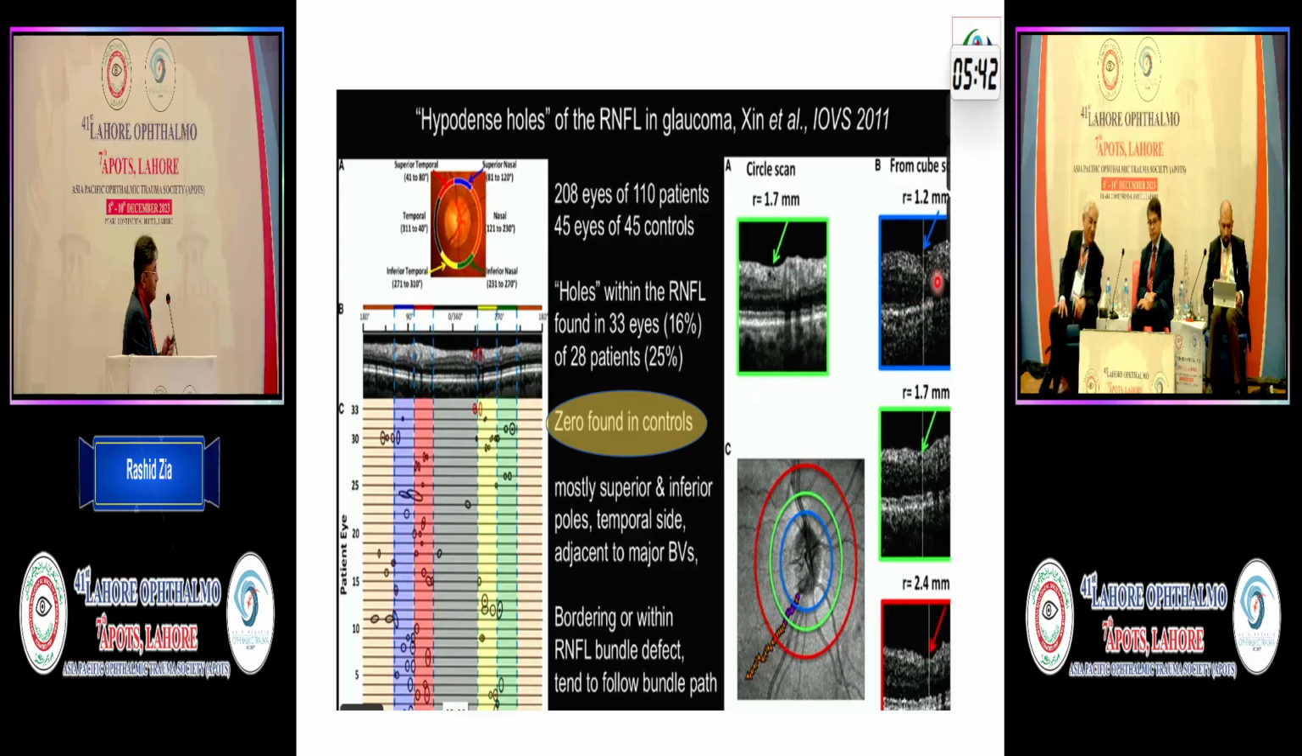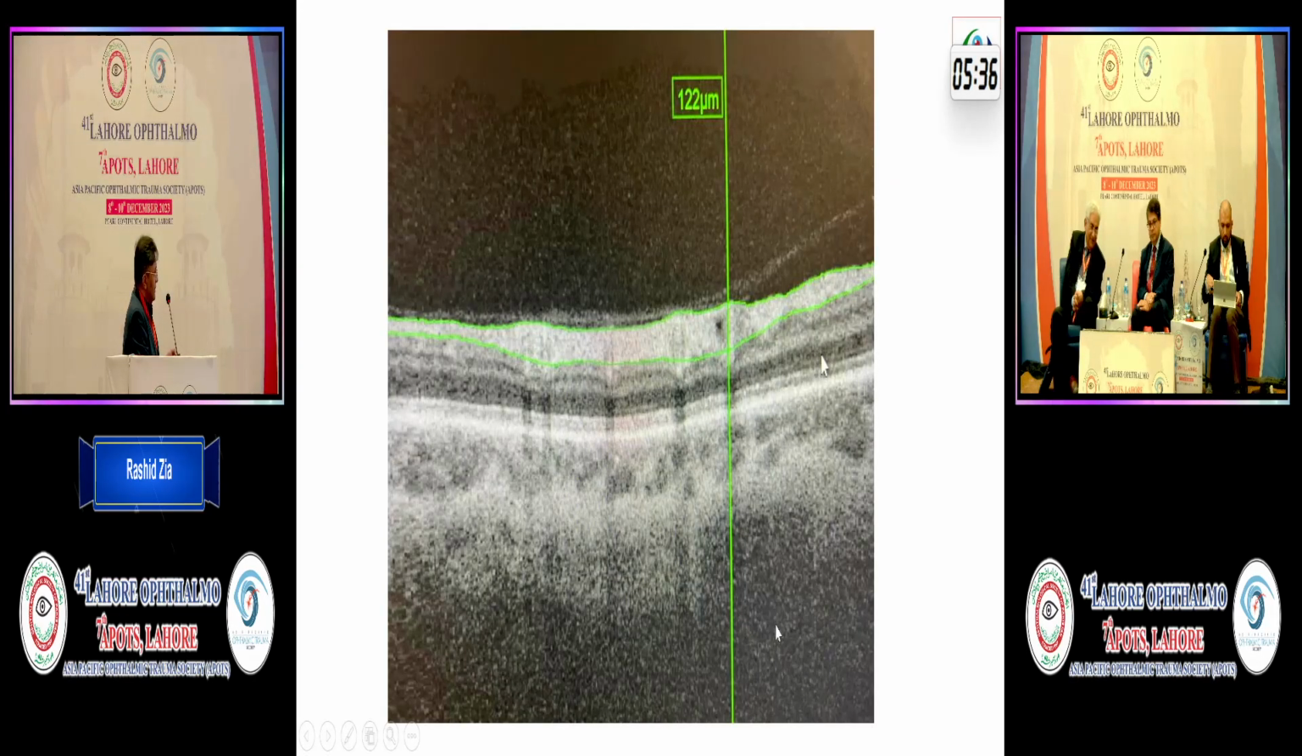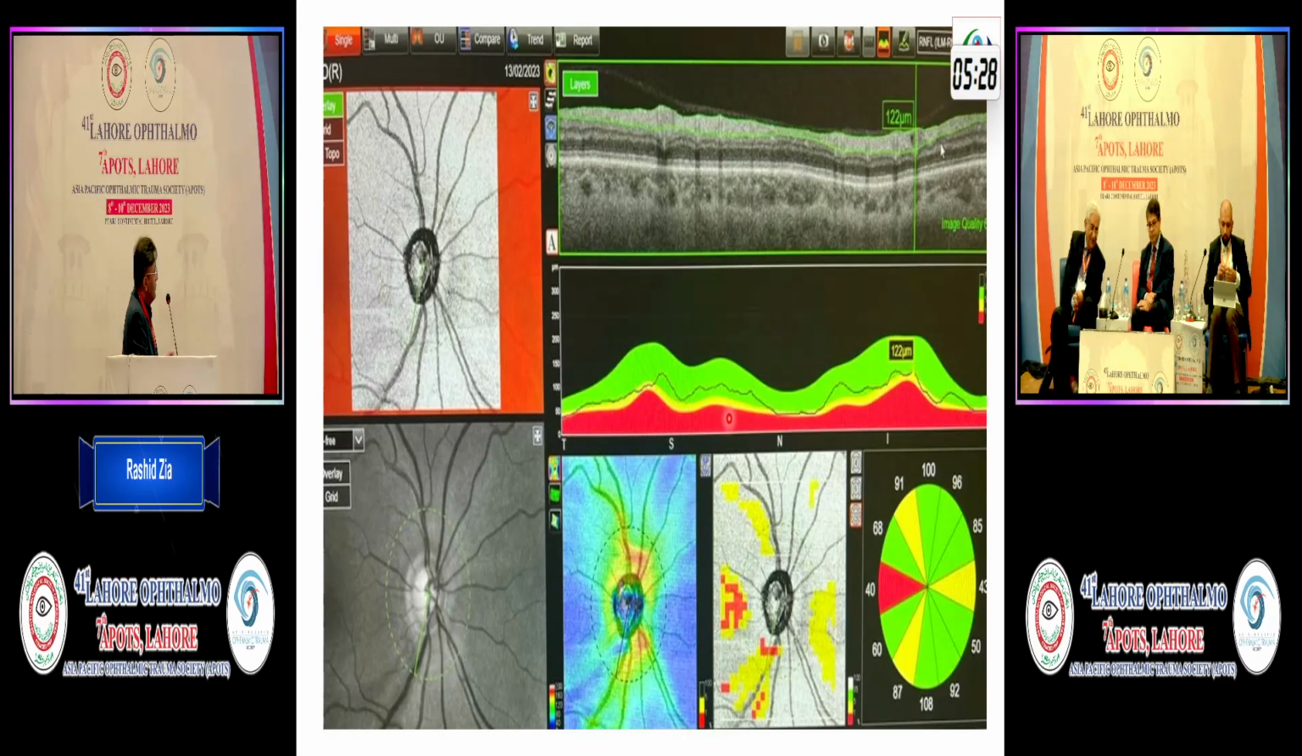So a hypodense hole has some value to it, and if you see those, please be careful. This is one of my clinic scans. I saw this hypodense hole, and then I used the marker. The marker came up to be here, and you can see the nerve fiber layer defect there, nerve fiber layer defect there, and some color mismatching there too.